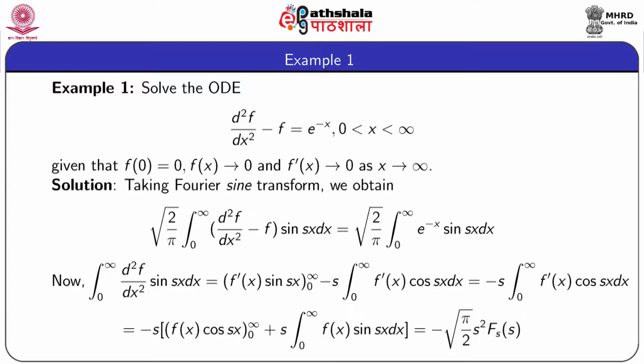Example 1: solve the ODE d2f/dx2 minus f equal to e to the power minus x, x lying in the interval 0 to infinity, given that f at x equal to 0 is 0, and f(x) tends to 0 and also f dash(x) tends to 0 as x tends to infinity. Now, since f at x equal to 0 is prescribed, we shall use sine transform. Why we shall use sine transform? This will be clear shortly.